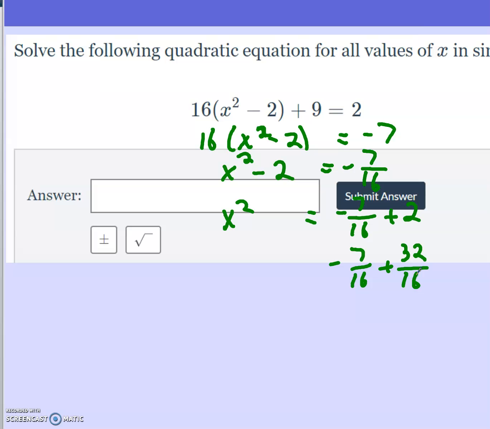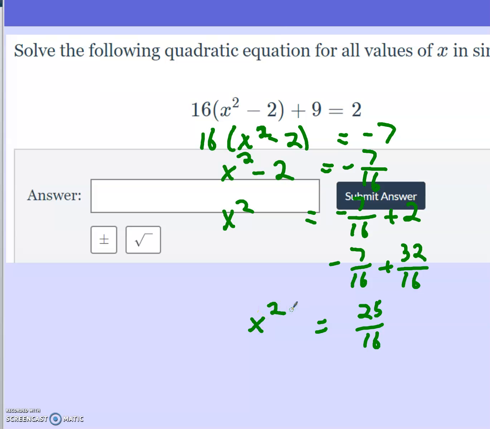There, I've written 2 as 32/16. That's the same thing. And now negative 7/16 plus 32/16 is 25/16. And then over on this side, I still have x.